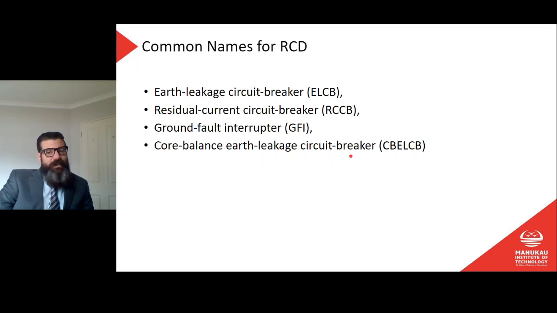Core balance earth leakage circuit breaker, CBELCB. Okay, I've never heard that one in my life. In fact, I've never read that until right now. But okay, we'll agree that exists. Somebody uses it somewhere. If you ever hear that, then that's what it is. CBELCB.